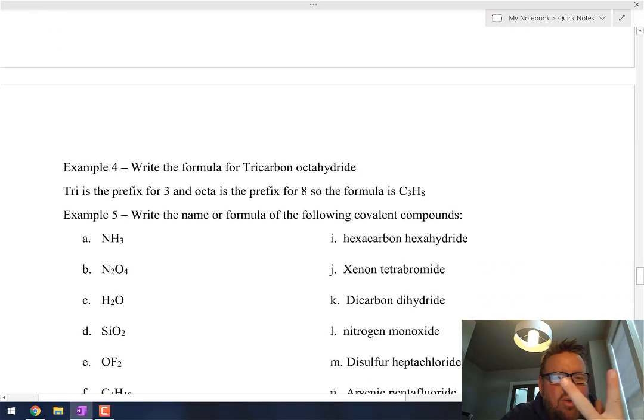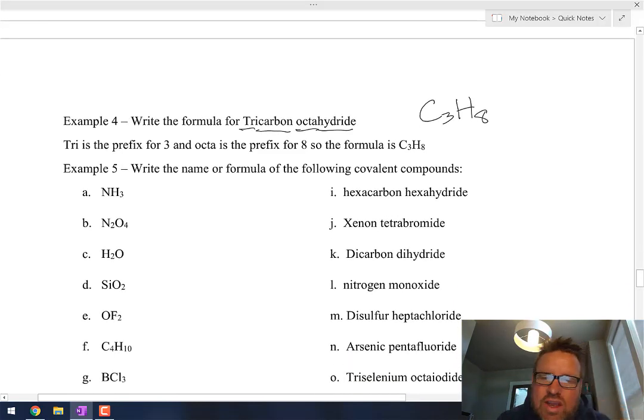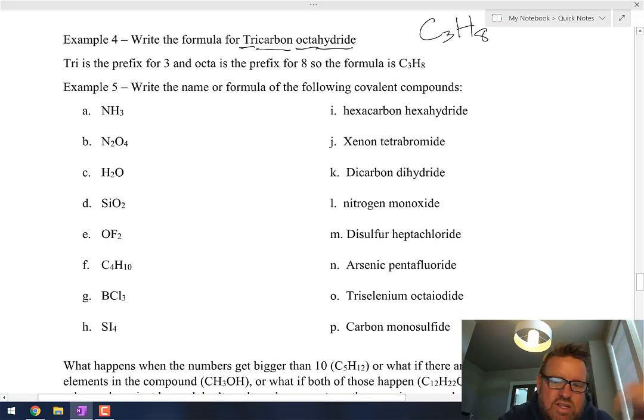Okay, and then going backwards, this is even easier. Write the formula if they give you the name, tricarbon octahydride. So first of all, tricarbon. So we know it has carbon, and hydride, it has hydrogen. And then how many are there? Well, tri stands for 3, and octa stands for 8. Earlier when I said the name of that, I said the name is propane. Again, that's a different naming strategy that is using what's called organic chemistry. Again, don't worry about that for now, or in this class at all.